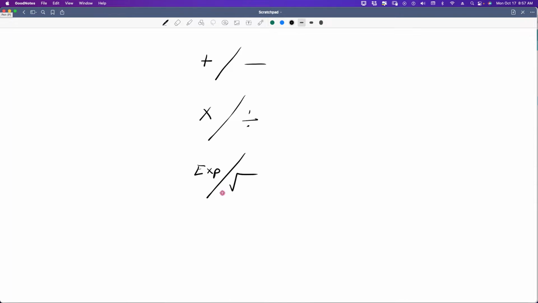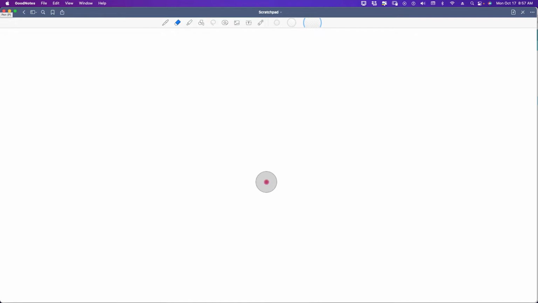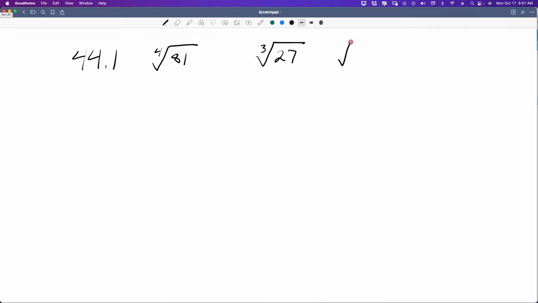And those are the ones that you're going to be using over and over and over again from now on to solve. And we haven't really been using a whole lot of exponents until now. Now we are going to start using exponents and roots interchangeably. So our first example problem is 44.1, and we have 4 problems. We have the fourth root of 81. We have to find that. Then we have the third root of 27. And we have the square root of 16. And then we have the third root of 8.